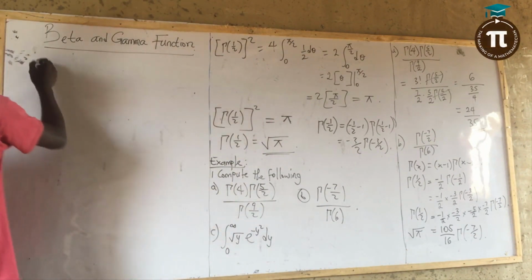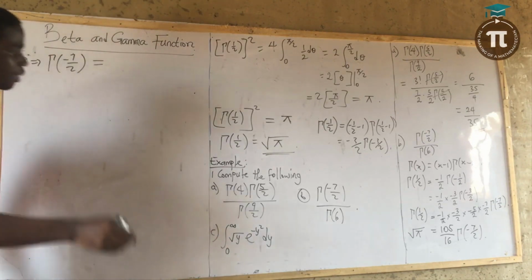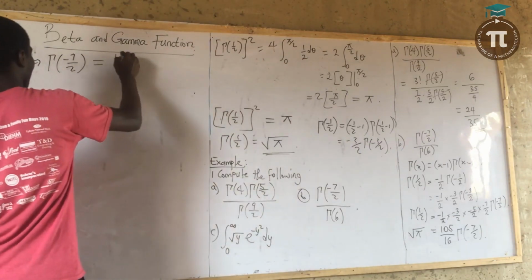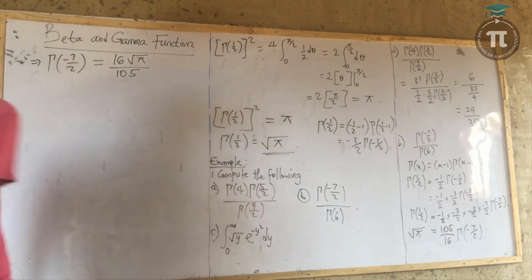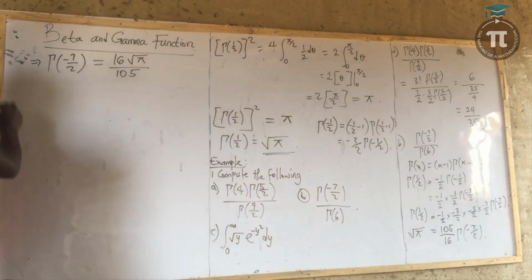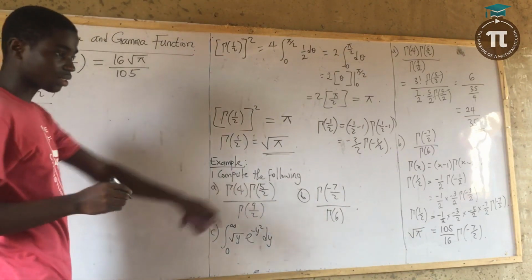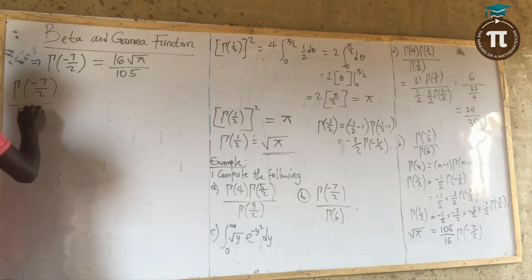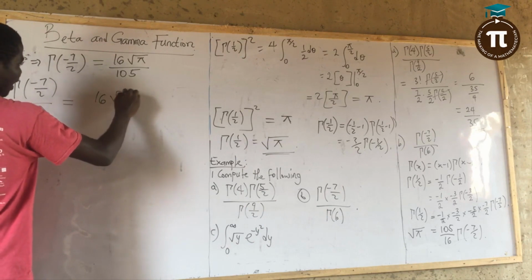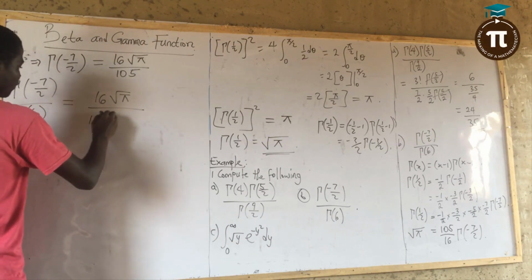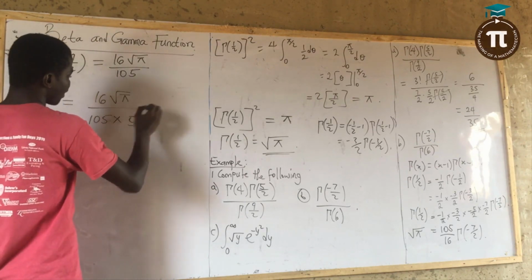We make gamma of minus 7 over 2 the subject of the formula, so that gamma of minus 7 over 2 is equal to 16 root pi all over 105. So at the end of the day, come back to the second question. The question says minus 7 over 2 all over gamma of 6. So this is 16 root pi all over 105 multiplied by 6.